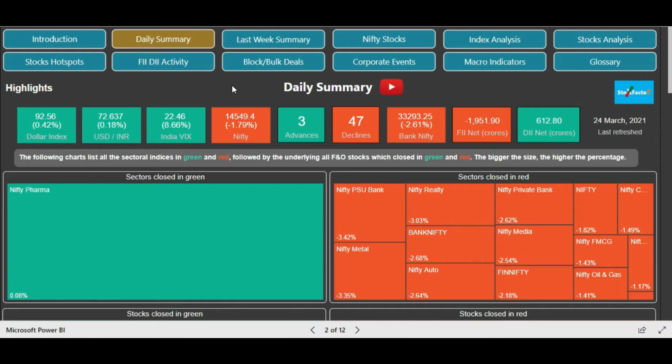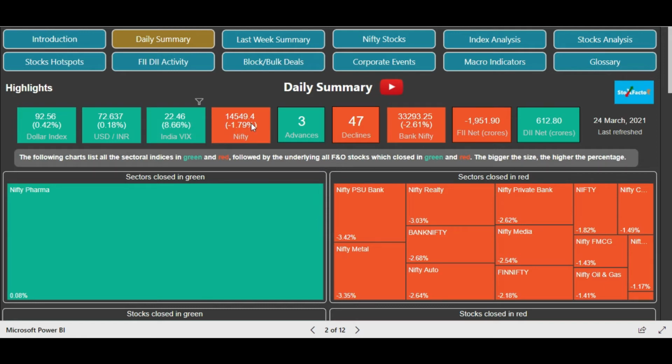So friends, let's begin. As you can see on the top, from left to right, we generally show the dollar index, which is quite important to watch. That's why we have added it in the daily summary page. Then there is the USD INR and the India VIX. These three indicators give you the macro indicators. Basically the first two tell you about the global markets, and how the rupee is behaving as per the dollar index.